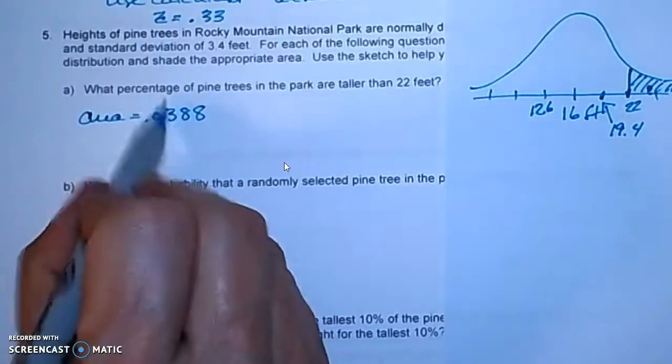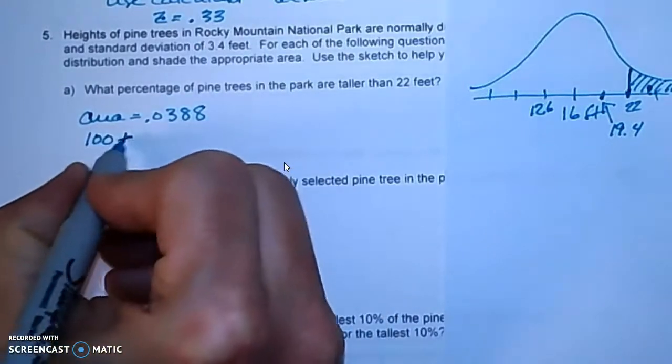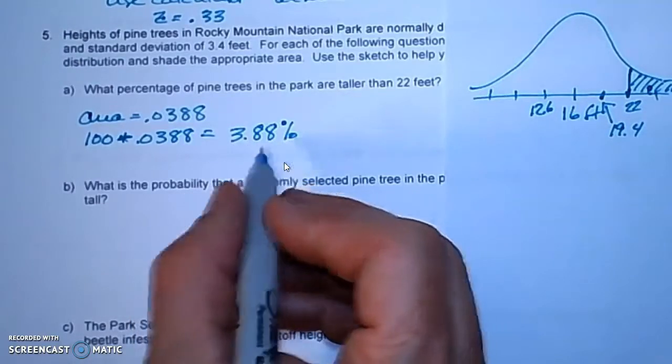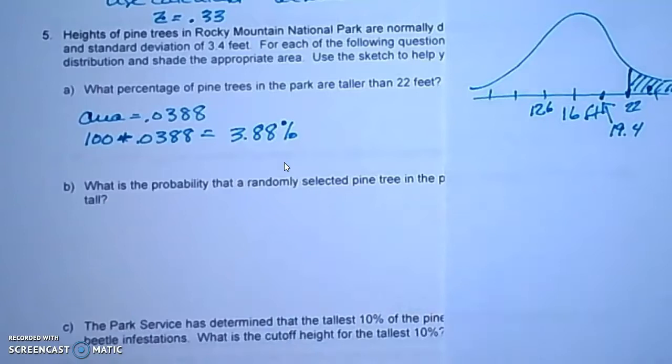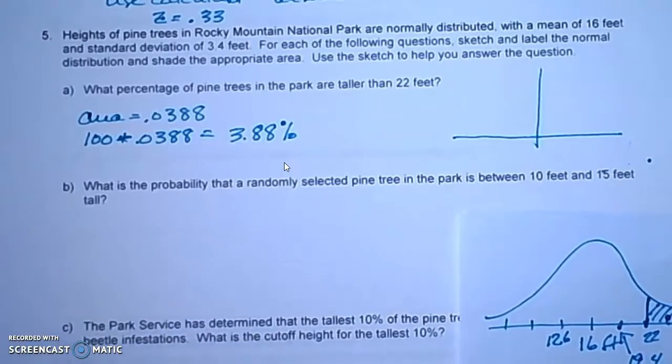To get from the area to a percentage, we're just going to multiply this by 100. Depending on how much we're supposed to round this, we could leave it as 3.88%, or we could round it more than that. For the next question, we want to know the probability that a pine tree in the park is between 10 and 15 feet tall.